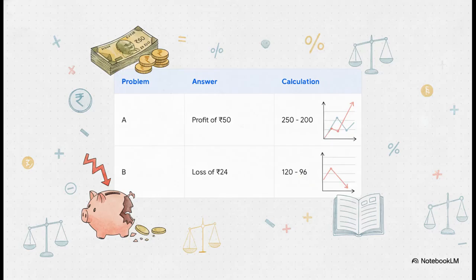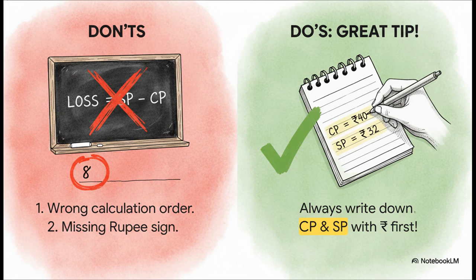Go ahead and hit pause right now, work them both out, and then press play when you're ready to check your answers. All right, welcome back. Let's see how you did. For problem A, the correct answer is a profit of 50 rupees. And for problem B, it's a loss of 24 rupees. If you got them both right, give yourself a pat on the back. That is awesome work.